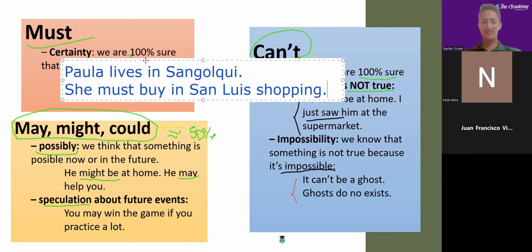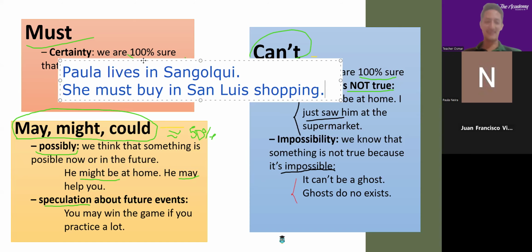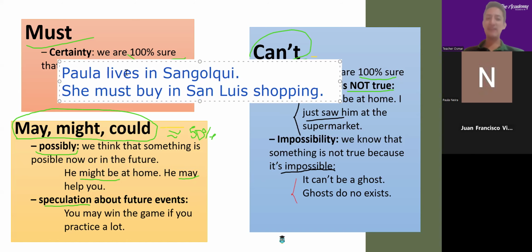Yes, exactly. Okay. I have the evidence. I remember that Paula told me that she lives in Sangolquí. So estoy seguro, I am sure that she must. Ella debe comprar en el San Luis Shopping. No, she must buy in San Luis Shopping.